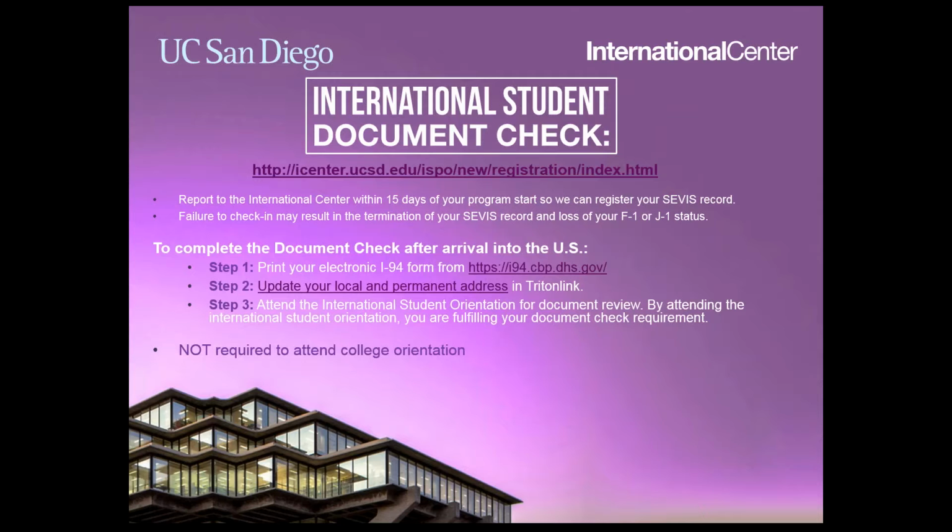So now you've made it to UCSD. We know you will probably be very excited and tired by the time you get to campus, but there are a few very important things that you'll need to remember once you arrive. All new international students to UCSD must report to the International Center within 15 days of your program start date. This is a requirement of your F1 or J1 status so we can register your SEVIS record. Failure to complete the document check may result in the termination of your SEVIS record and loss of your F1 or J1 status.